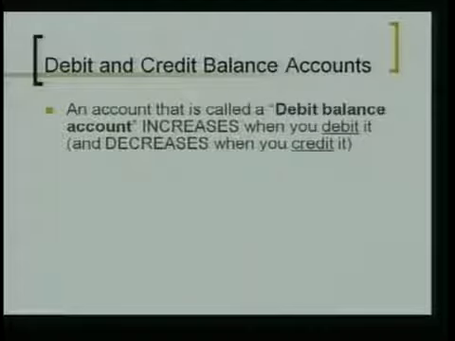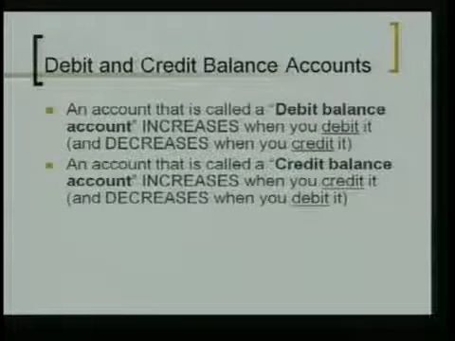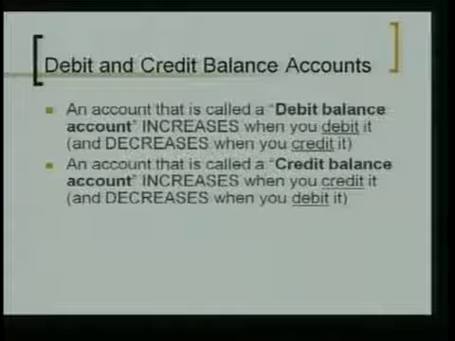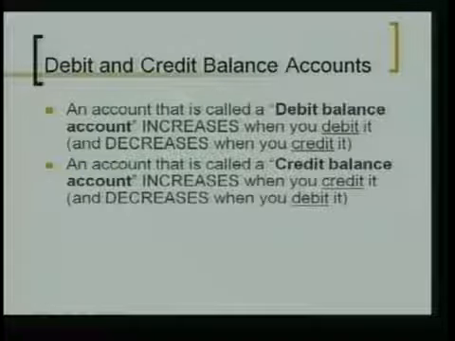An account that is called a debit balance account increases when you debit it and thus decreases when you credit it. Cash is a normal debit balance account. Thus, it increases on the debit side, it decreases on the credit side. You with me? But there are also accounts called credit balance accounts, such as notes payable. For credit balance accounts, the increases are on the credit side and the decreases are on the debit side. Notes payable is a credit balance account.